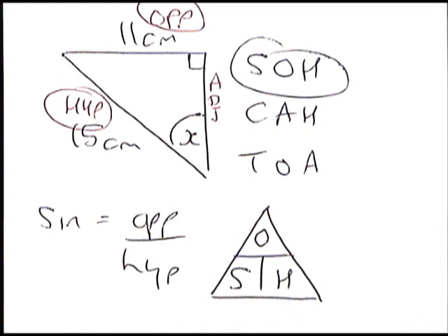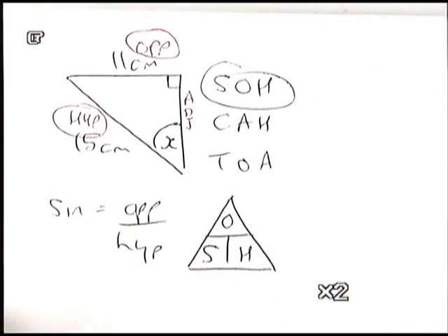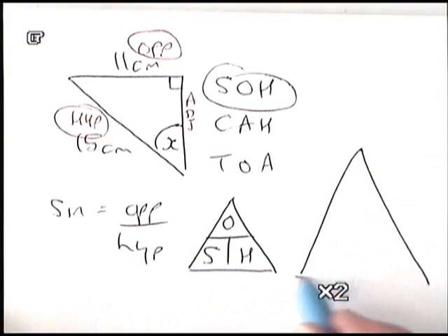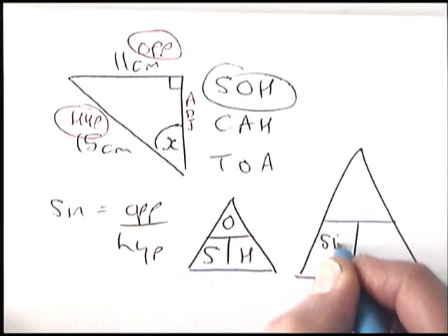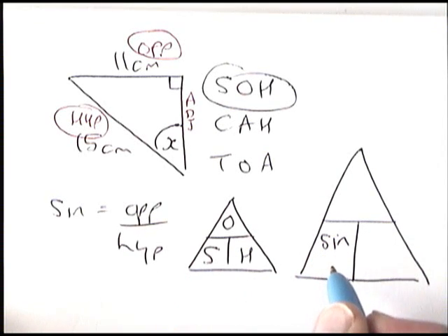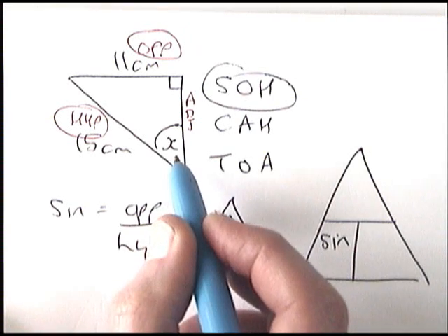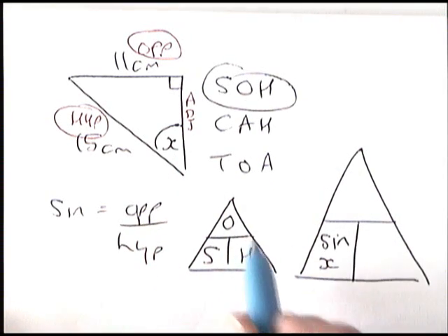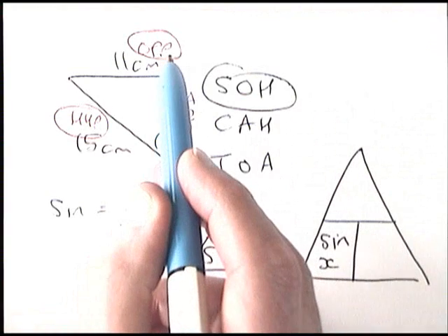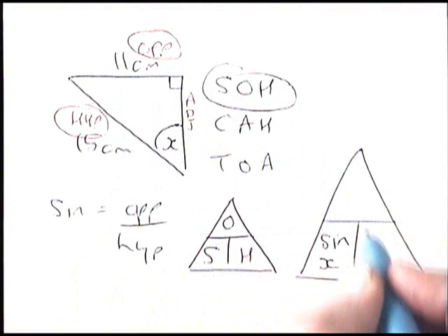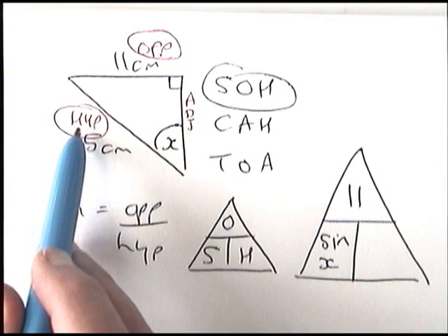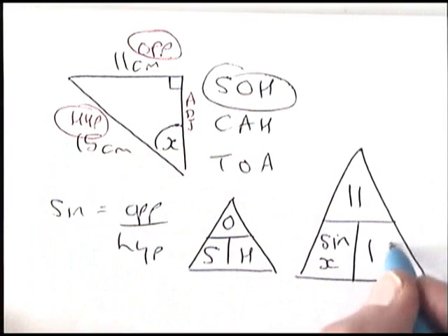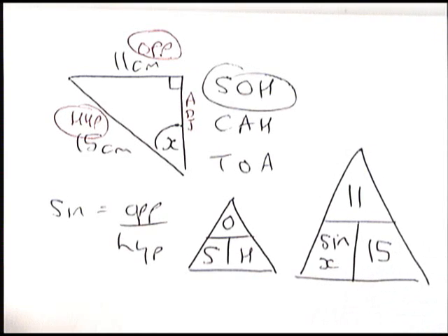What I would do next is to draw a bigger triangle where we can put more information. The S is standing for sin or sine, and the angle always goes down here. The angle in our question was x. The O stands for opposite, and in our question the opposite was 11, so I'll put 11 in here. The H stands for hypotenuse. In our question that was 15, so I'll put 15 down here.